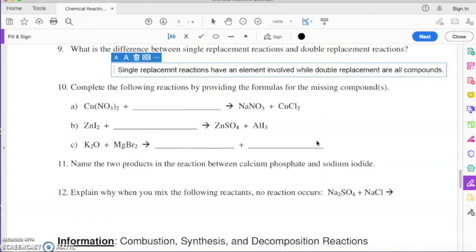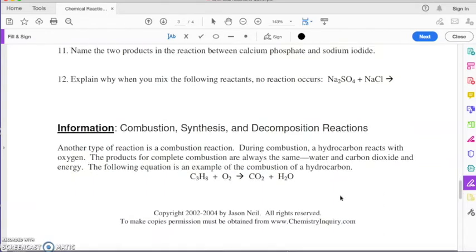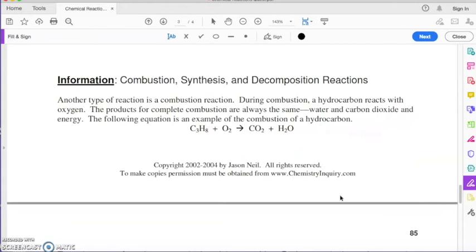11, name the two products in the reaction between calcium phosphate and sodium iodide. Do it now. And 12, explain why when you mix the following reactants, no reaction occurs. Do it now. And now the other three types of reactions are combustion, synthesis, and decomposition.